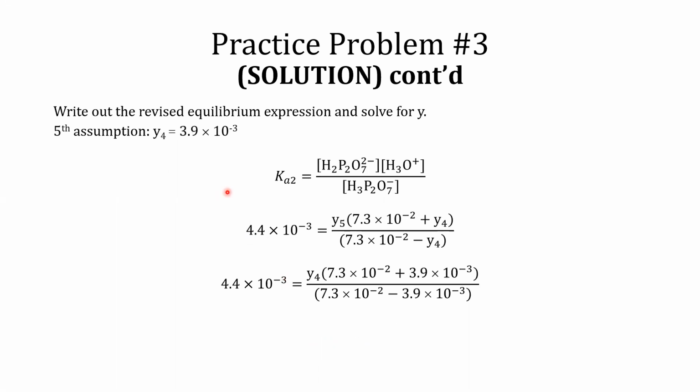In the fifth assumption, with y4 equaling 3.9 times 10 to the minus 3, in solving for y5, it equals 4.0 times 10 to the minus 3. As you can see, y4 and y5's values are identical to what was seen in y2 and y3's value. So it is concluded that the result is acceptable, that the final answer for y is 4.0 times 10 to the minus 3.